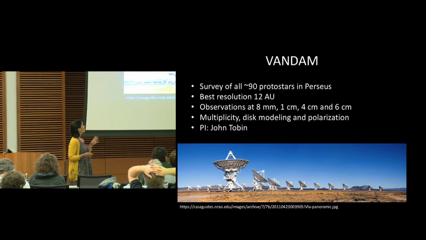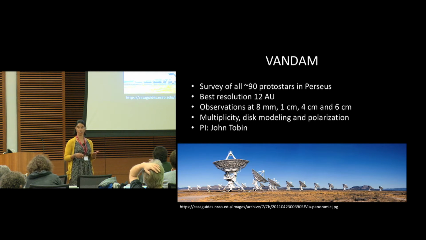We observed the Perseus Molecular Cloud, all 90 protostars in this cloud, and we had very high resolution, about 12 AU at best. So we're looking very, very close into these sources. The observations were taken at two different bands, 8 millimeters and 1 centimeter, to characterize the dust emission, and then at 4 and 6 centimeters to characterize the free-free emission.